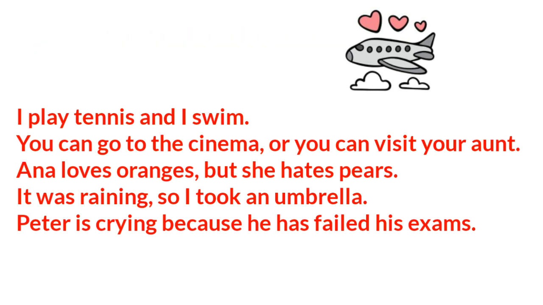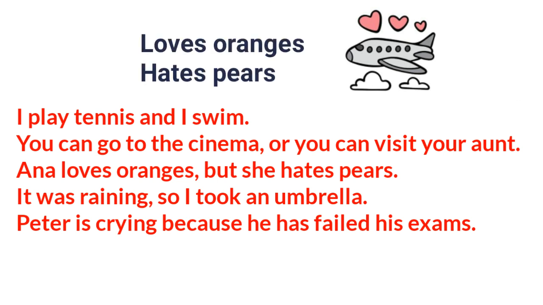Third one, Anna loves oranges but she hates pears. Contrasting things, isn't it? In one case, she loves something. Next, we said about what she hates. It's an entirely different thing, isn't it? So that's why we used but in between.